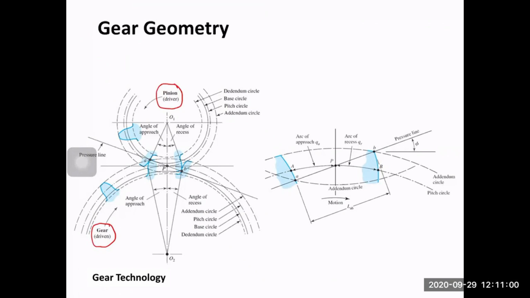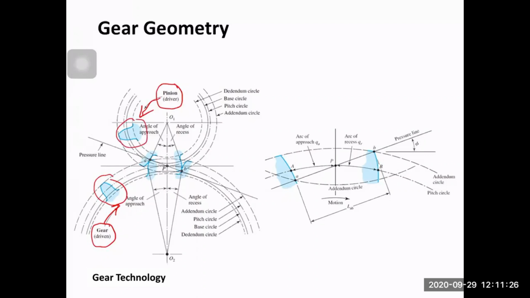The gear and the pinion rotate because they are externally engaged, so they rotate in opposite directions. For example, the pinion rotates in this direction and the gear rotates in this direction, okay? What you see here is just one tooth on the gear, and here another tooth on the pinion.